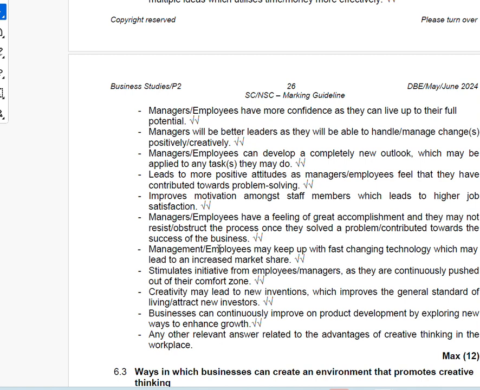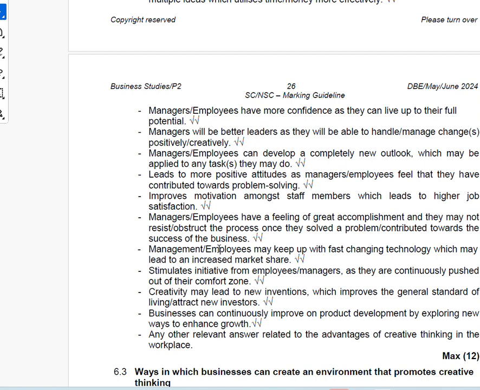Management or employees may keep up with fast changing technology, which may lead to increased market share. It stimulates initiative from employees or managers as they are continuously pushed out of their comfort zone. Creative ways lead to new inventions, which improve the general standard of living or attract new investors. Business can continuously improve on product development by exploring new ways to enhance growth. Any other relevant answer that speaks of the advantage of creative thinking in the workplace will be awarded marks.